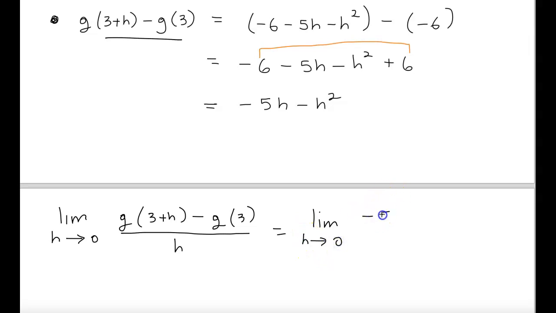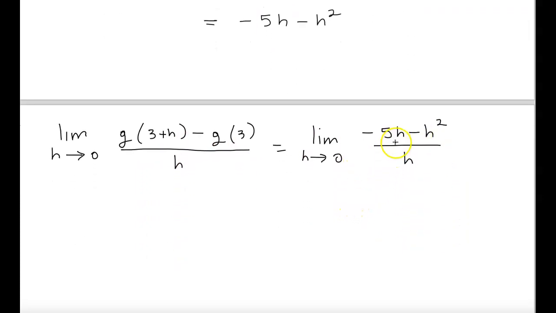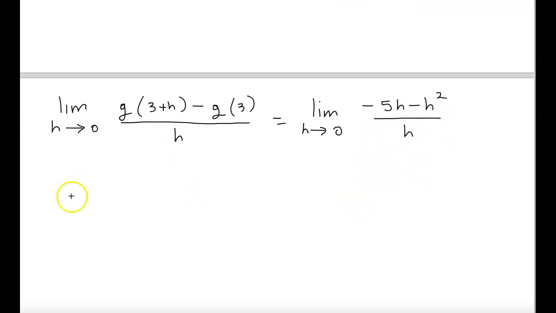And that's going to be negative 5h minus h squared. And that's all over h, right? So notice there's a factor of h in each of the terms in the numerator that we can divide out. So what I'd like to do is I'll rewrite this a little bit, and I'll say this is the limit as h goes to 0.